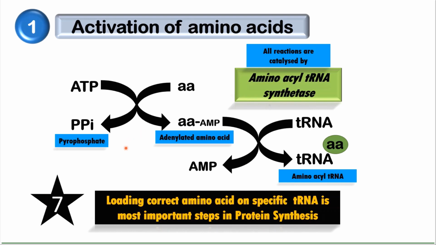Now I have given 7 stars to this reaction because once you load the correct amino acid to this tRNA, the job of protein synthesis is almost 99% done accurately. What is the meaning of this? We have almost 61 codons and almost 40 to 45 types of tRNAs. So loading the correct amino acid to the tRNA is a very important job. Therefore I have written 7 stars for this reaction.